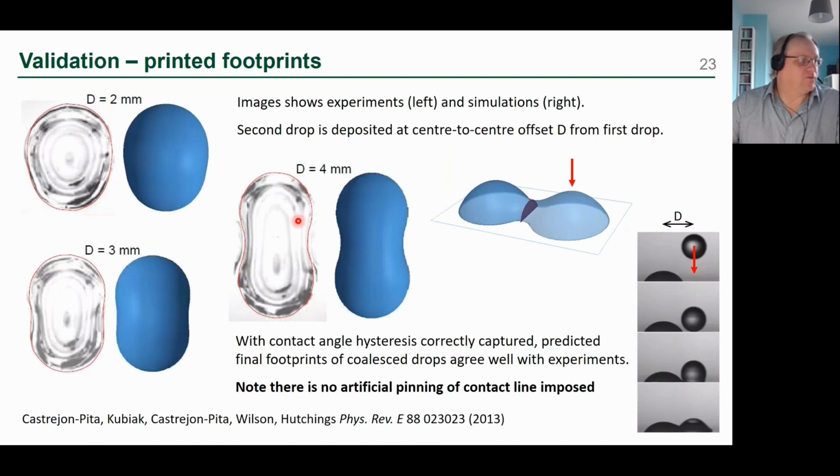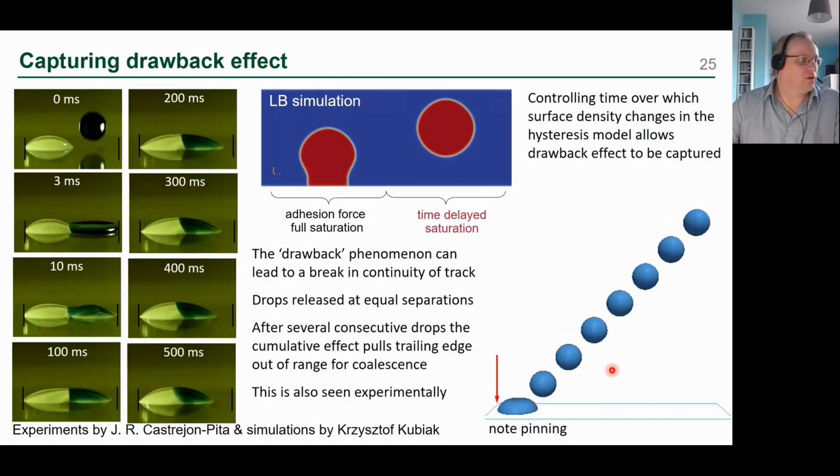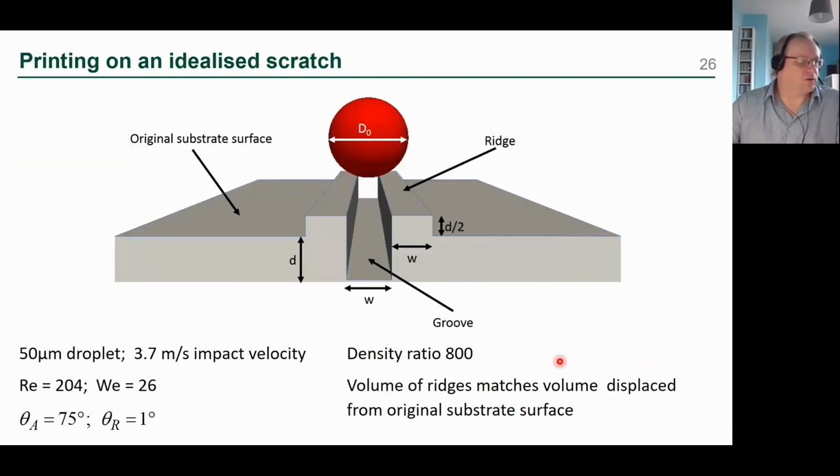And we can also validate the footprint as well. So this is a different set of experiments where we show that the predicted footprint with our hysteresis model agrees with the experiments. And this just shows what would happen if we didn't include the hysteresis. We'd end up with a circular footprint here, whereas what we actually get is this elongated footprint. Right, and we can also capture this drawback effect. I'm going to skip over that.